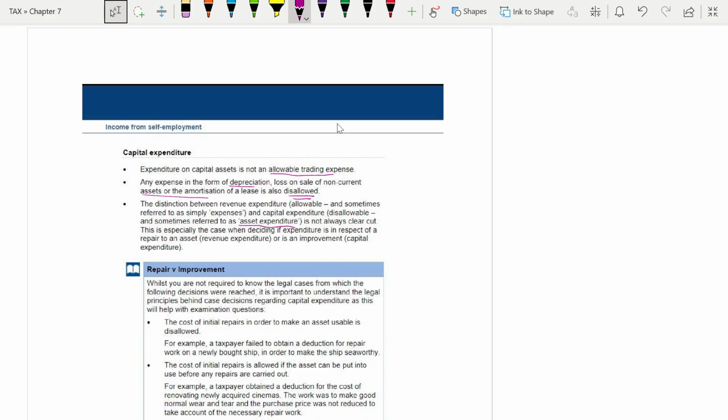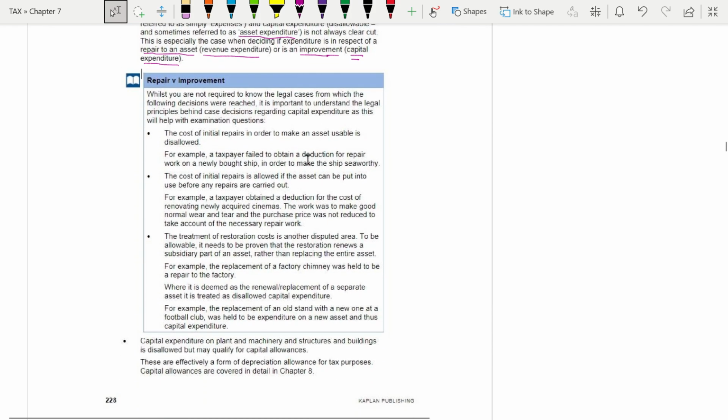The distinction is not always clear. This is especially the case when deciding expenditure in terms of repair to an asset versus improvement. If you are repairing an asset, it is a revenue expenditure. If you are making an improvement, it is a capital expenditure. They are talking about so many things. The cost of initial repairs to make an asset usable is disallowed.